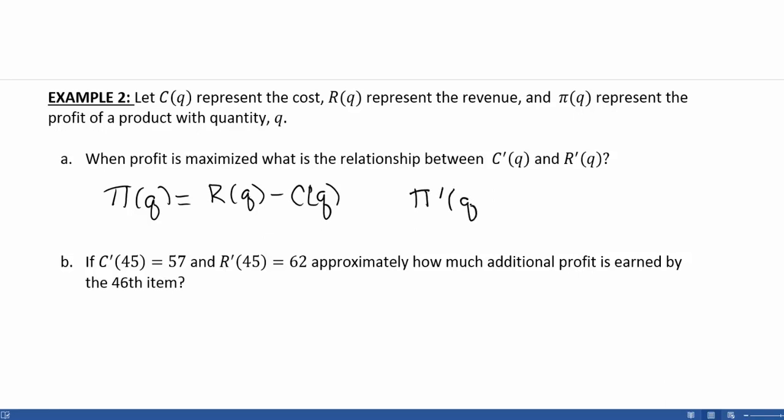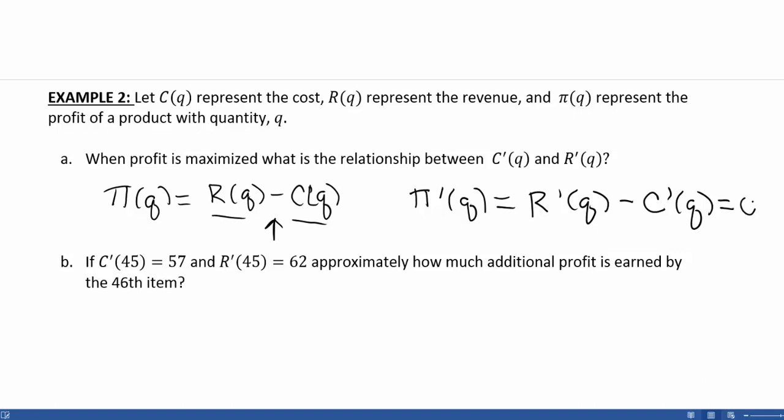So here, for marginal profit, we have two terms, revenue and cost, that are separated by subtraction. When we take derivatives, if things are separated by addition or subtraction, we can take the derivative term by term, which means we can write the derivative of revenue as R prime of Q, or marginal revenue. And then we can write the cost derivative as C prime of Q.